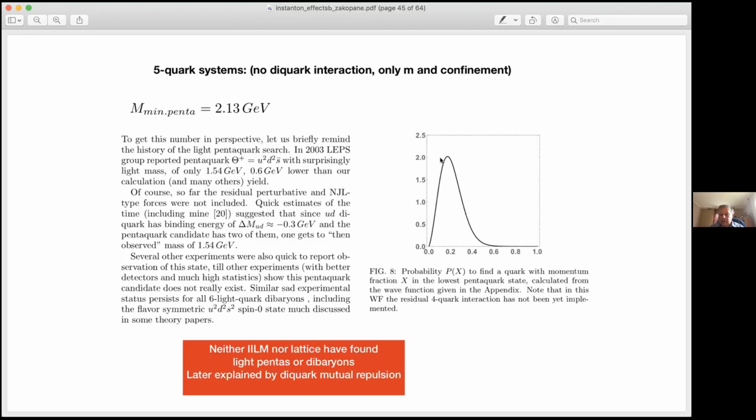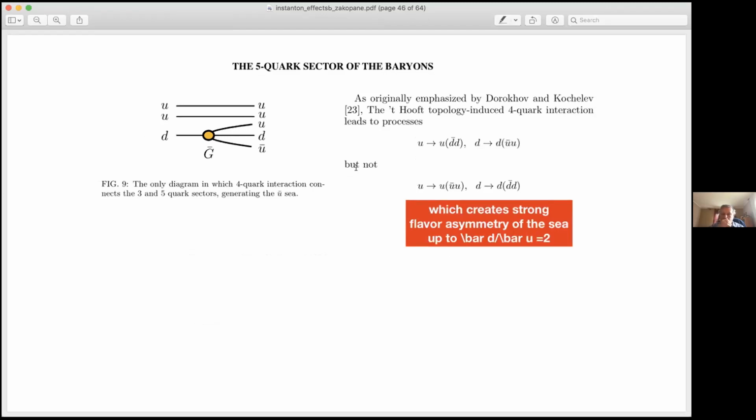And this is the X distribution in pentaquarks. Finally, the next step. The next step is the original suggestion of these two guys, Dorokhov and Kochelev, two Russian guys some years ago. They pointed out that if you have this 't Hooft operator and you start from a D quark, you can only produce a U bar U pair, not D bar D. And from U, you produce only D bar D.